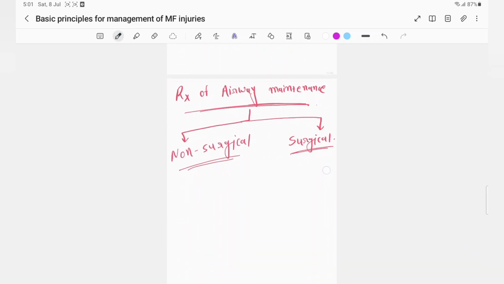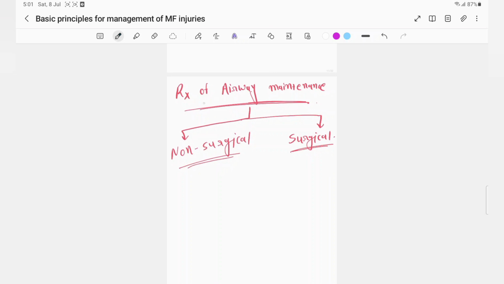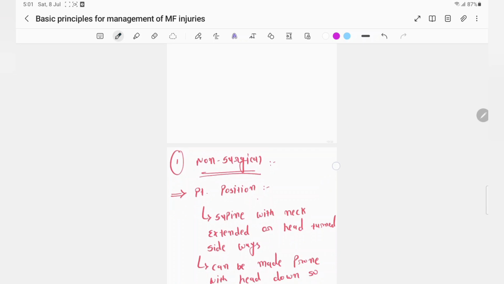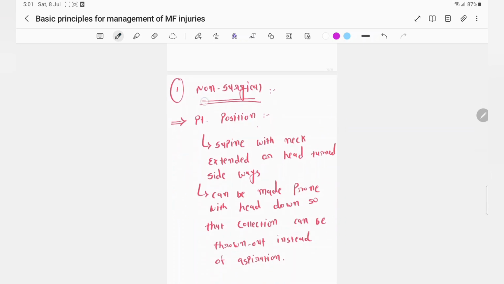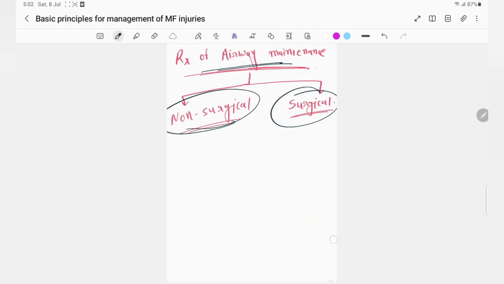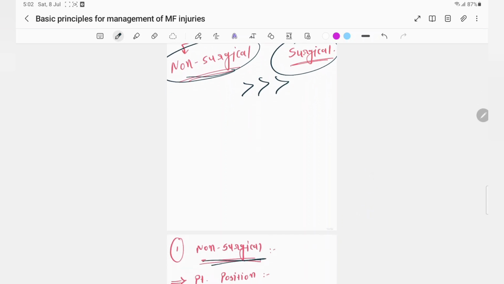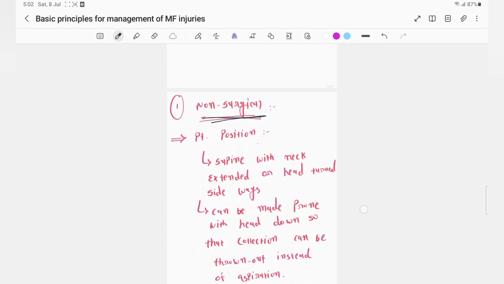Okay, now how are you going to treat this airway maintenance, how will you deal with this patient? So there are two options. One is non-surgical, another one is surgical. So we will start with non-surgical, and obviously non-surgical is a better method than surgical because preservation is key, right? So we should not go for incision or flap or anything. So first we will try with non-surgical.